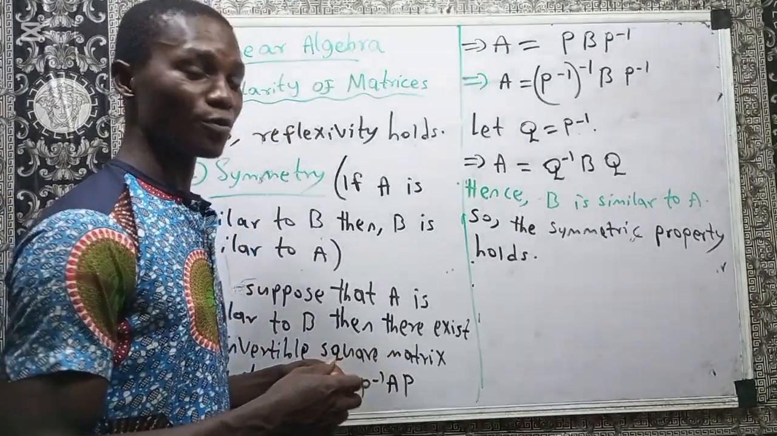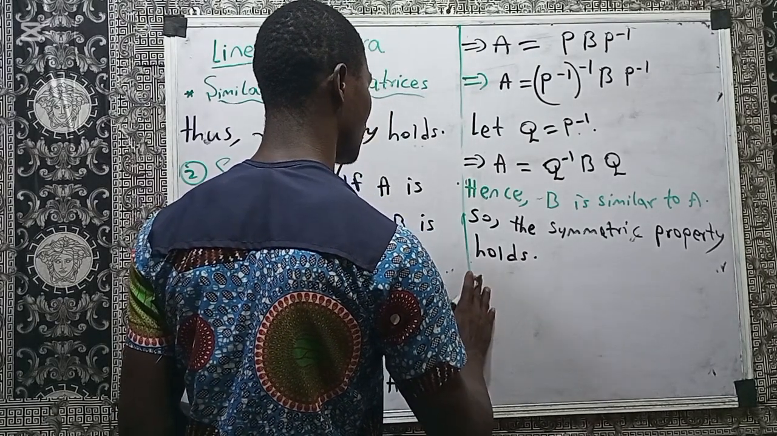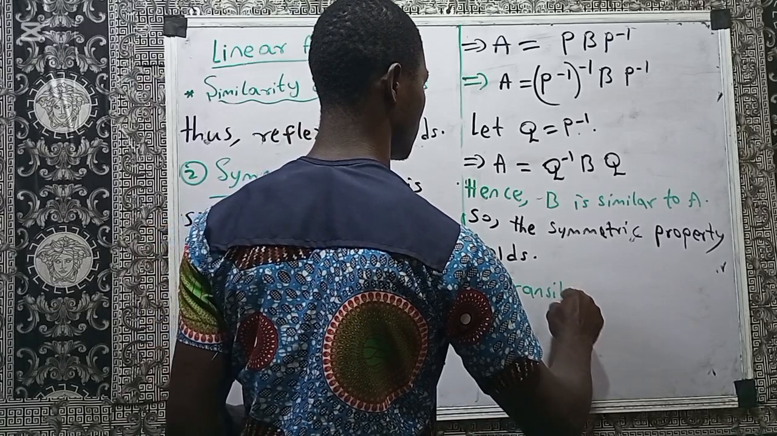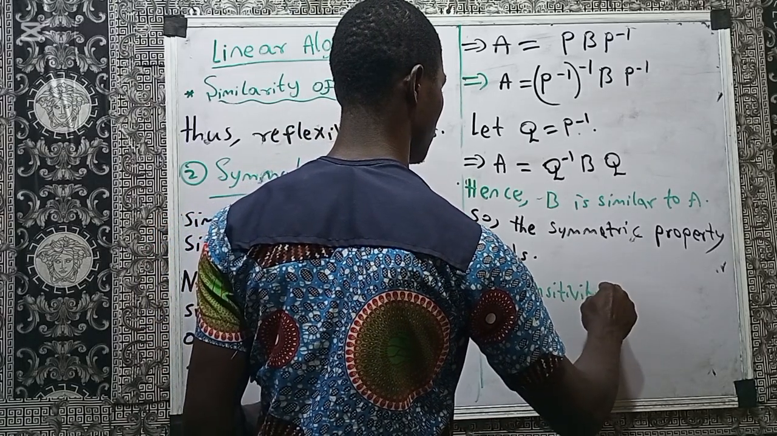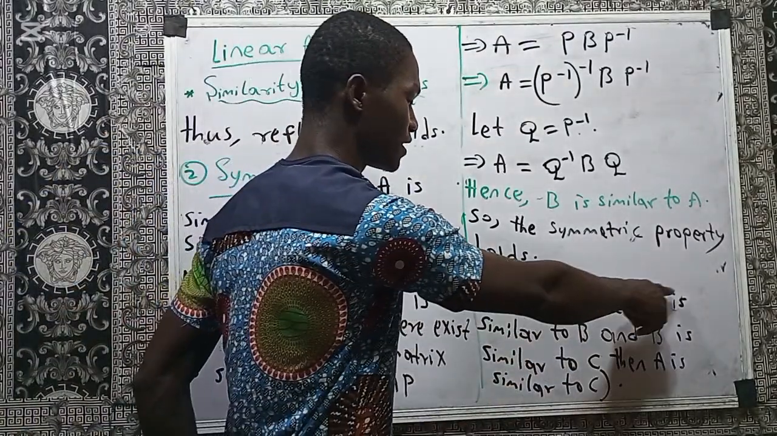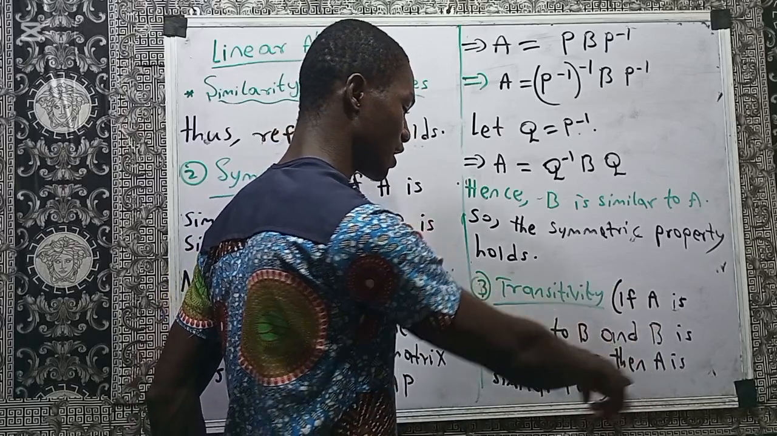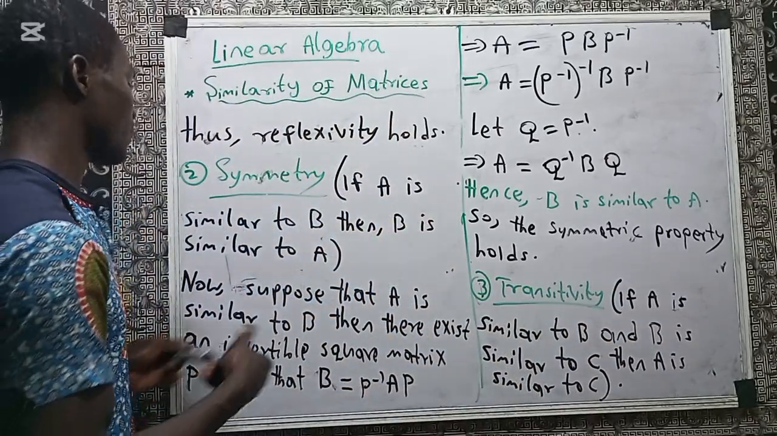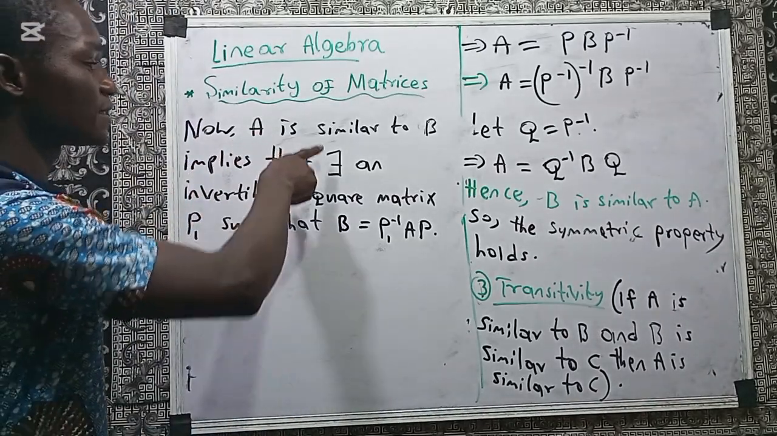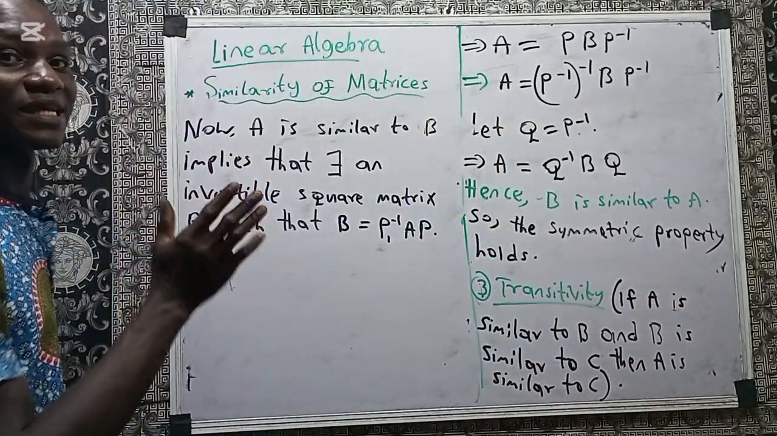So the third property is transitivity. We are going to prove that third property, transitivity. What does transitivity say? If A is similar to B and B is similar to C, then A is similar to C. That's what the property says. Now let's suppose that A is similar to B.